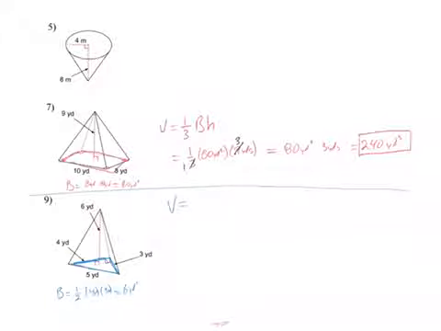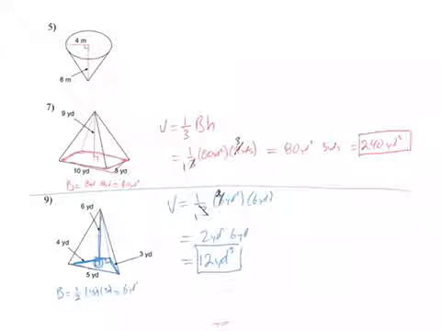So then to find the volume, I'm going to say 1/3 times 6 yards squared times my height, which again is going to be this one now because it's perpendicular, times 6 yards. So I'm going to reduce: 3 goes into 6 2 times, 3 goes into 3 1 time. So it's going to give me 2 yards squared times 6 yards, which is going to give me 12 yards cubed.